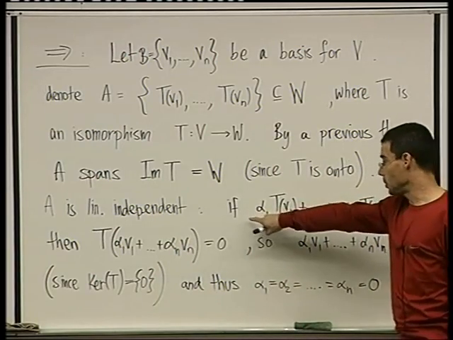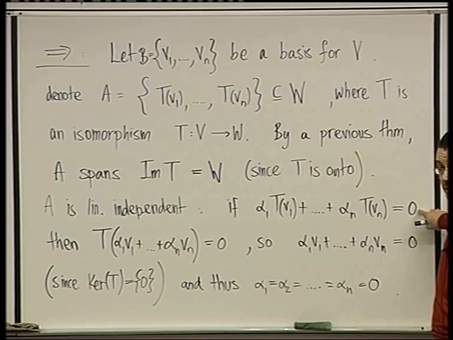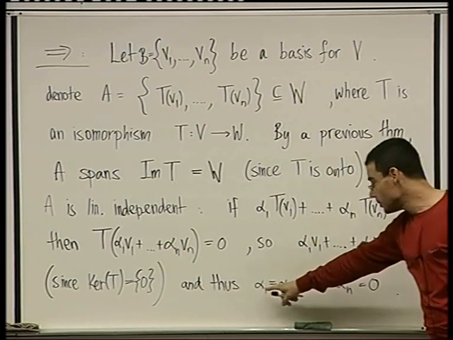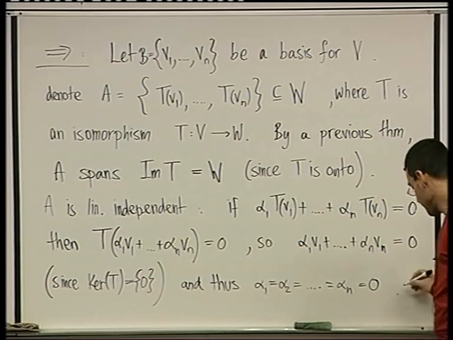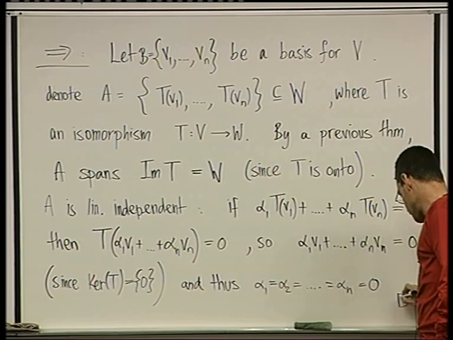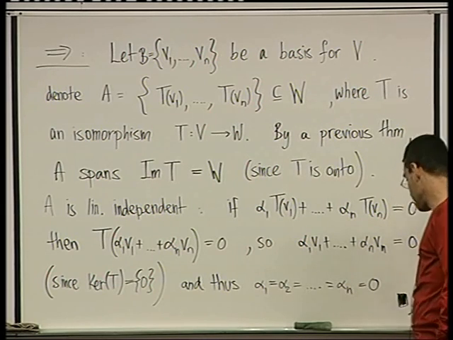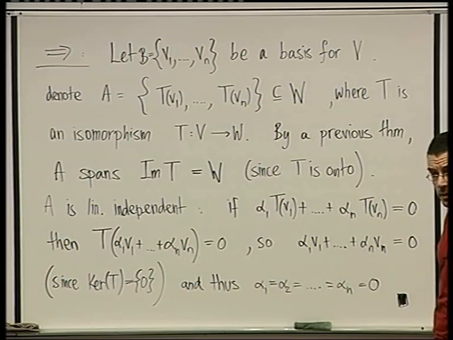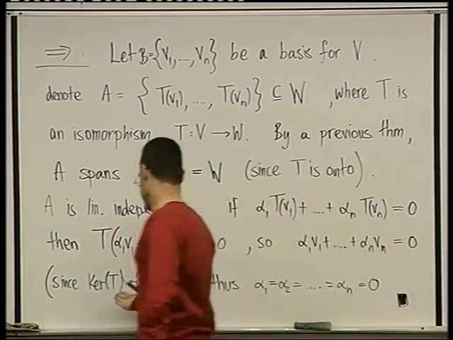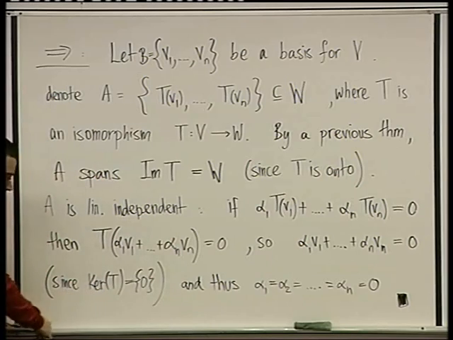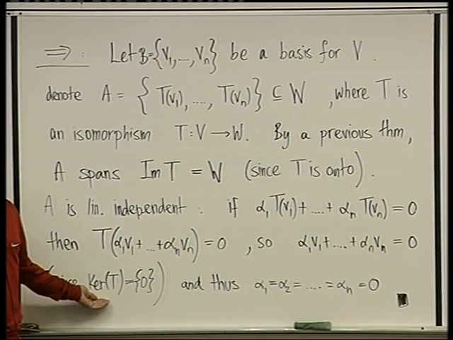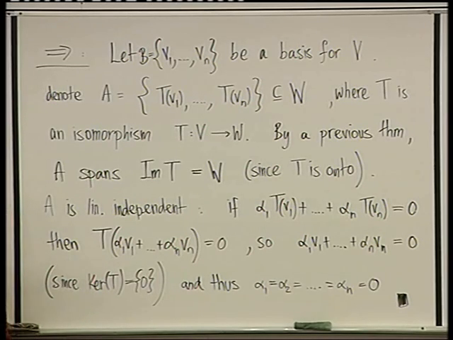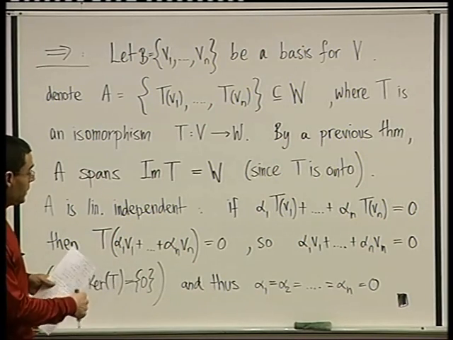And that's what we wanted to show. We took a linear combination of the vi's, which was 0, and showed that all the coefficients have to be 0. Okay? So we just traced the definition of being linearly independent, and used the powerful fact that being one-to-one translates to having a trivial kernel. Okay? So this completes this proof.